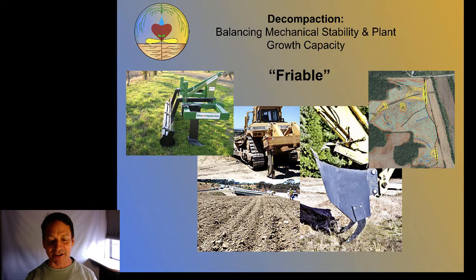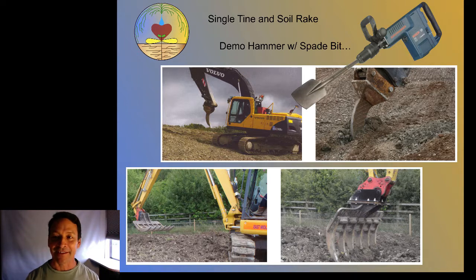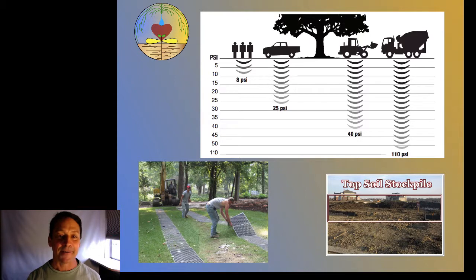So here's just some ideas of how to decompact a site. There's my favorite, the good old demo hammer with the spade bit, or some kind of spike or a soil rake. So again, we're just taking compaction, and this is especially important on commercial sites that have had the soils compacted to an engineering degree, which is great for roads and signposts and lampposts and foundations, horrible for plants. So make sure you spec that decompaction should occur within the root zone of the proposed plants, and then make sure it actually happens on site.